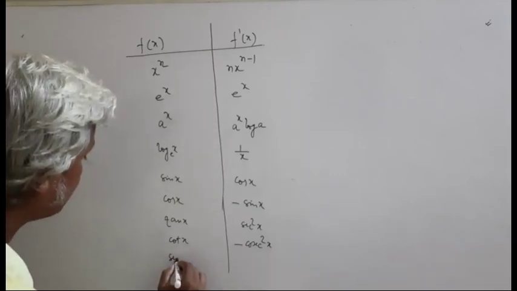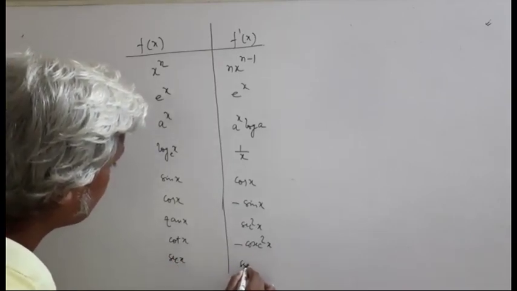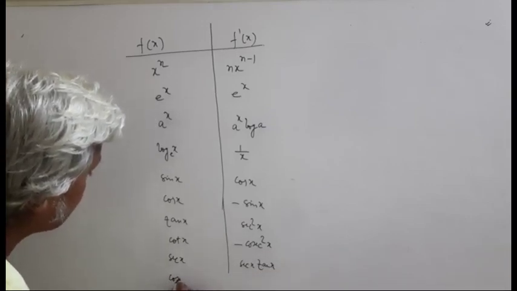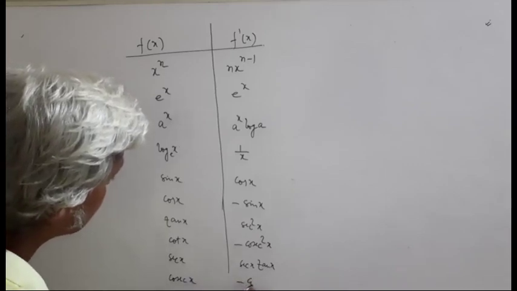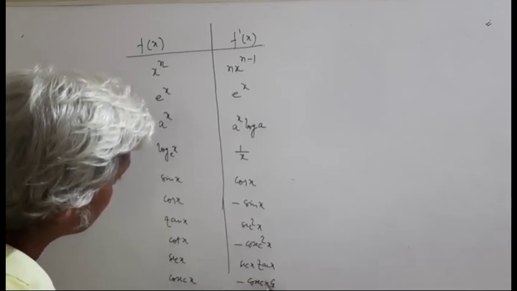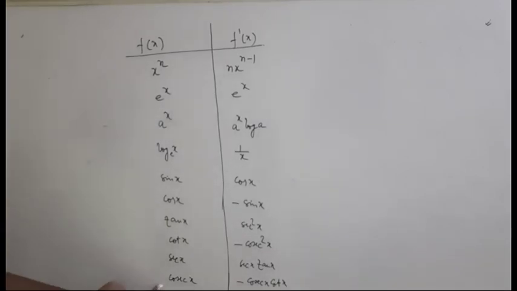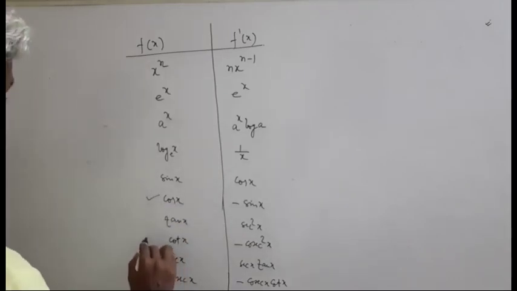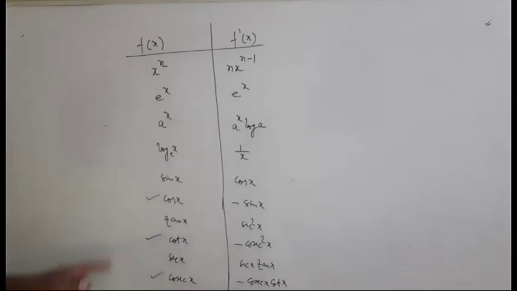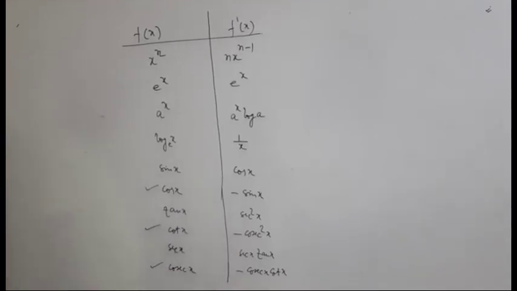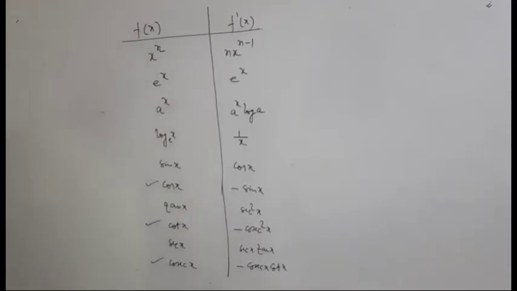Now for sec x, it is sec x tan x, and for cosec x, it is minus cosec x cot x. In the trigonometric ratios, you see that all the c terms, c for cos, cot and cosec, have their derivatives negative, like minus sin x, minus cosec square x, and minus cosec x cot x, and the rest are all positive.